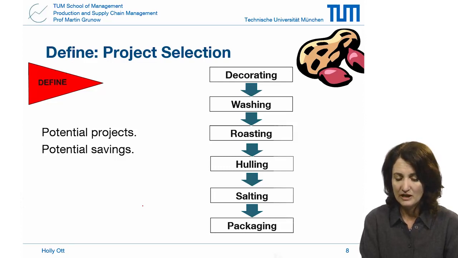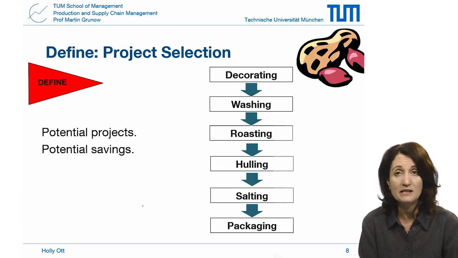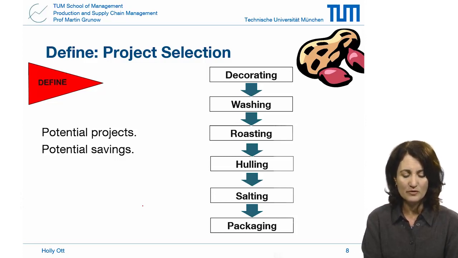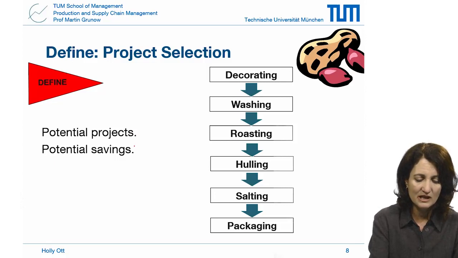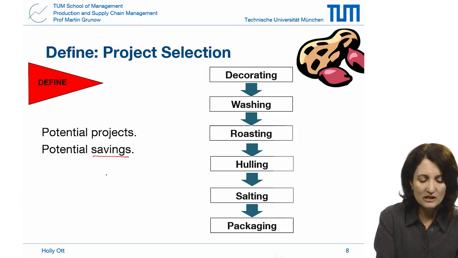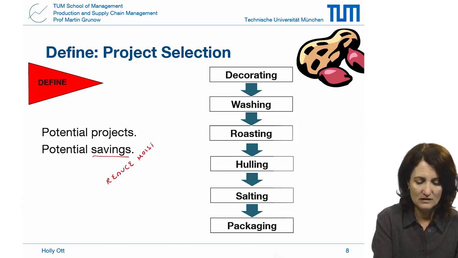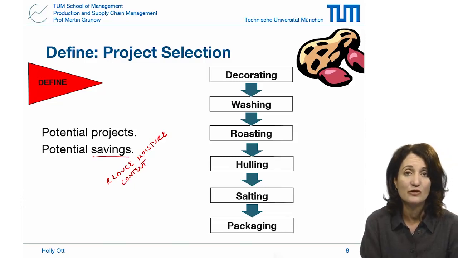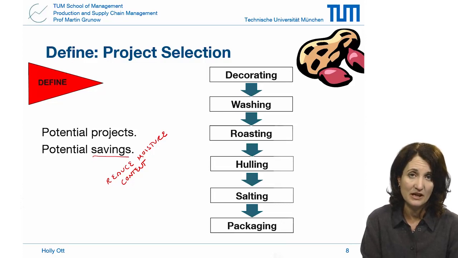You could try improving the peanut color or the peanut taste. Again, those are both to do with roasting, for example. We also learned that having crispy, not soggy peanuts was important. So you would look at these projects, you would evaluate the potential savings in each of these projects. And what we're going to pick here is that we found out that reducing the moisture content would generate for you the most savings, just for this example.